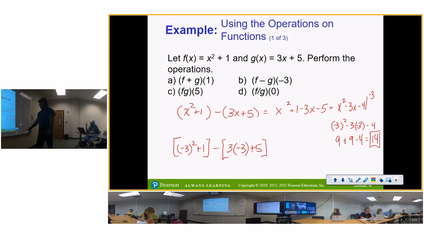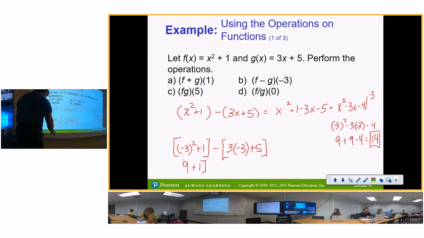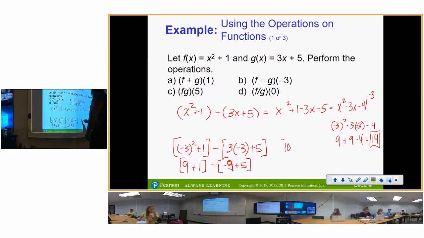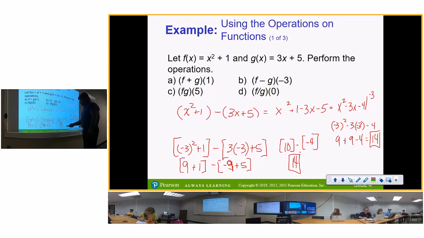All right, now let's do the bottom. What is negative 3 quantity squared? 9 plus 1, bracket, negative, bracket. What's 3 times negative 3? Negative 9. Negative 9 plus 5 is what? So we got 9 plus 1 is 10, minus, what's negative 9 plus 5? Negative 4. What's 10 plus 4? It's a miracle.